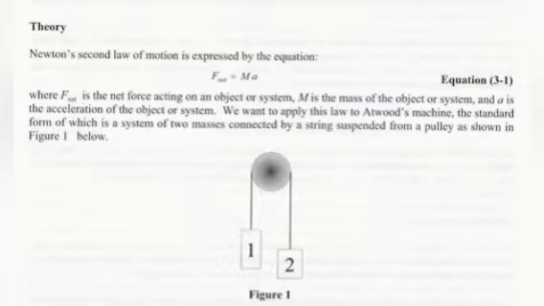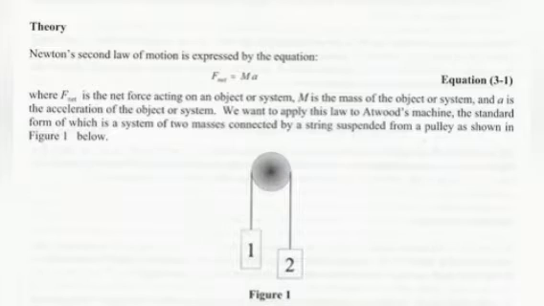Newton's second law of motion is expressed by the equation F net equals m a, where F net is the net force acting on an object or system, m is the mass of the object or system, and a is the acceleration of the object or system.